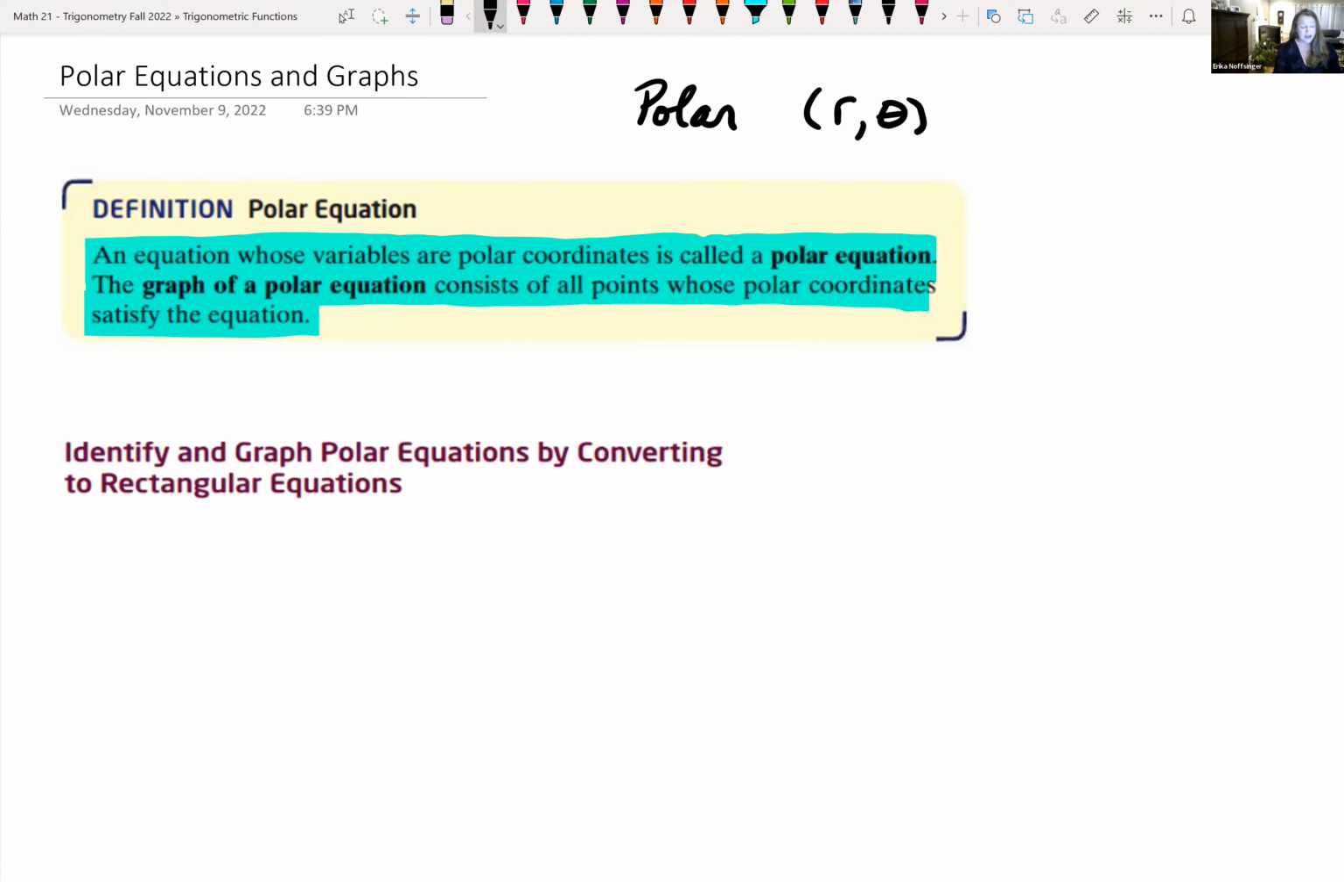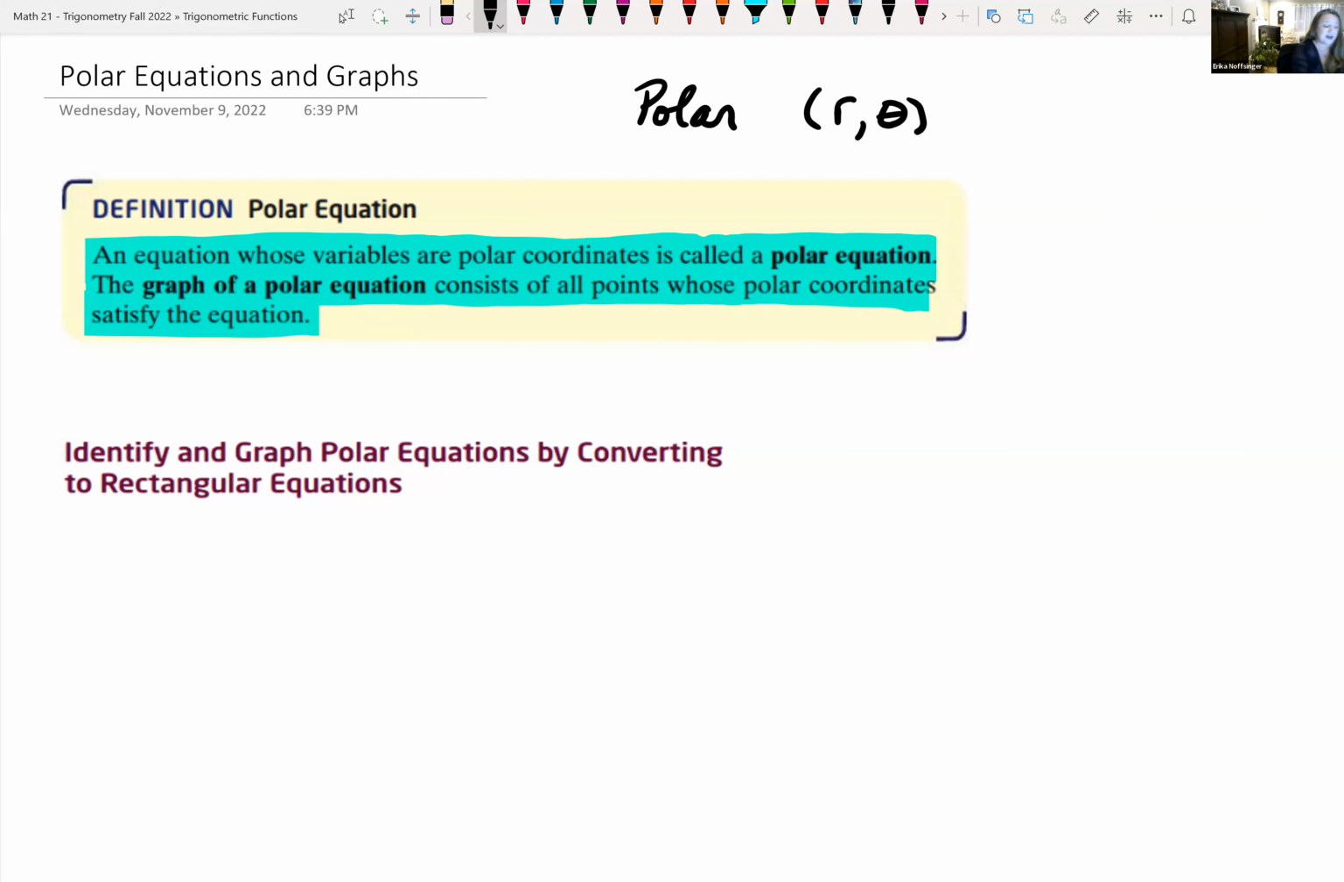So if we had an equation in rectangular coordinates, if we had some point x, y that satisfies it, when we plug in that value for x and that value for y into the equation, it should come out to be a true statement. So same sort of idea here with polar equations. So we're going to first look at the polar equation and we're going to convert that into a rectangular equation and see if we can determine what that graph looks like.